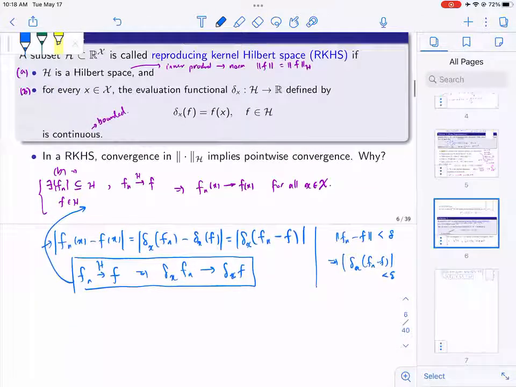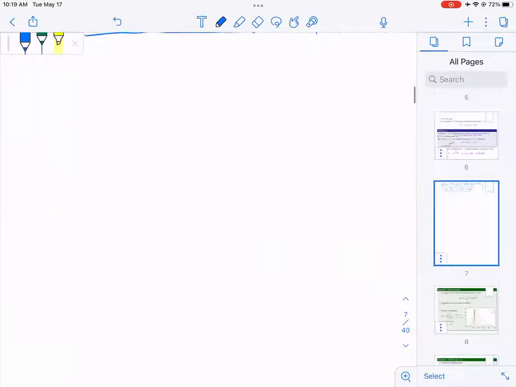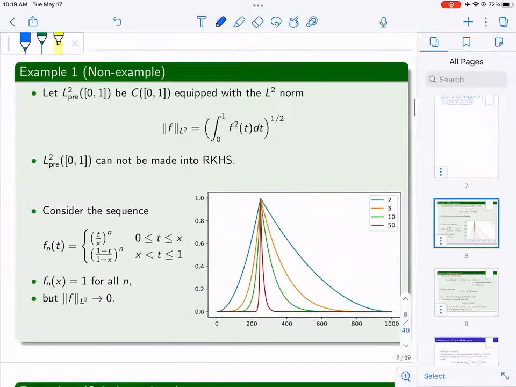So if you have a Hilbert space and a sequence of functions that converges in the Hilbert norm but does not converge pointwise, then it can't be an RKHS. Okay, so here's a non-example. Suppose we have the pre-L2 space on 0, 1: all the continuous functions on 0, 1 equipped with the L2 norm. Continuous functions on 0 to 1 are bounded, hence integrable, so this integral makes sense and we can define the L2 norm on that space.